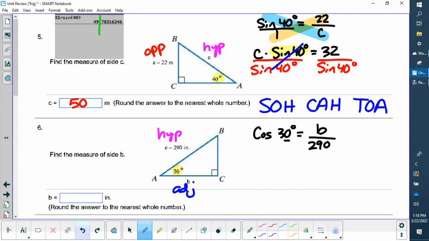290. Now, again, when I cross multiply, sometimes I'm done, sometimes I have to do more. Sometimes it's a multiply scenario, sometimes I have to use division. This is a multiply scenario. You'll notice, if I multiply the orange stuff, I just get B. If I multiply the yellow stuff, I get 290 times the cosine of 30.